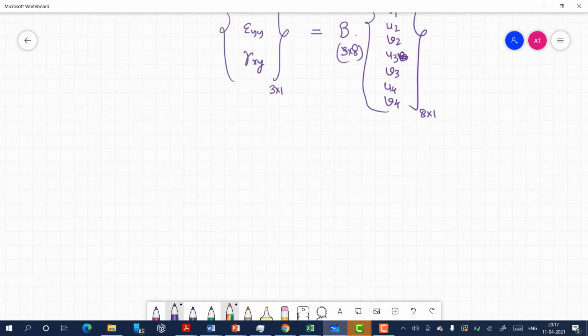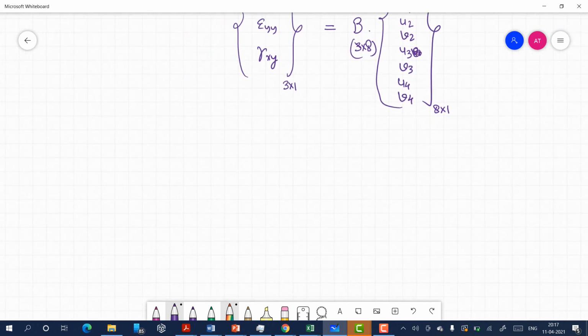So now let me write what the B matrix will be. The first term will be del N1 divided by del x. Then the second term is 0.